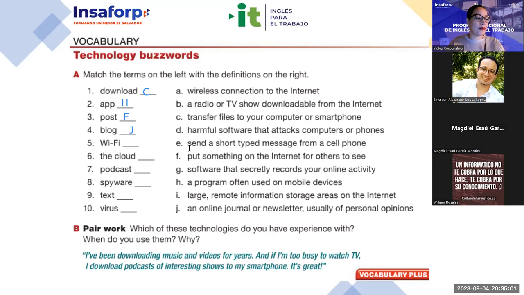Number five, Wi-Fi. Letter A. Wireless connection to the internet. Excellent. Thank you so much. That's correct. Number six, the cloud. Letter I, large remote information storage areas on the internet. Excellent. Number seven, podcast. Letter B, a radio or TV show downloadable from the internet. Excellent. That's a podcast. Great. Thank you so much.